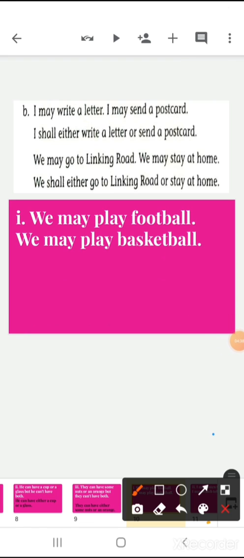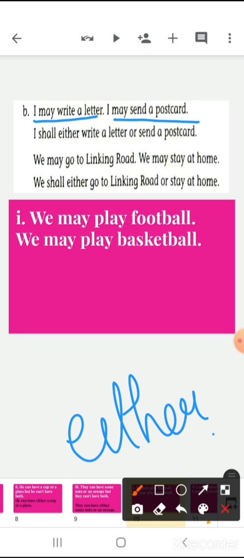In this sentences also we have to use either or. Here two sentences are given to you. I am reading the examples. I may write a letter. I may send a postcard. These are two different sentences. So how we have to rewrite using either or? I shall either write a letter or send a postcard.